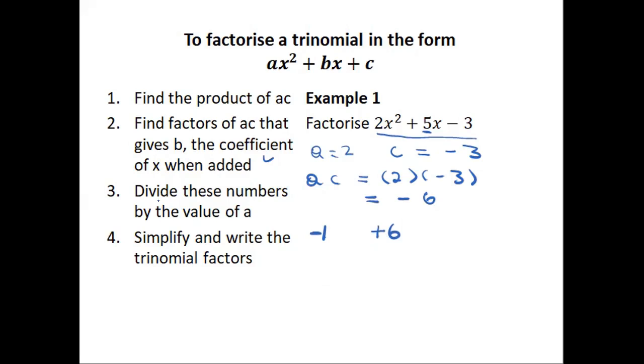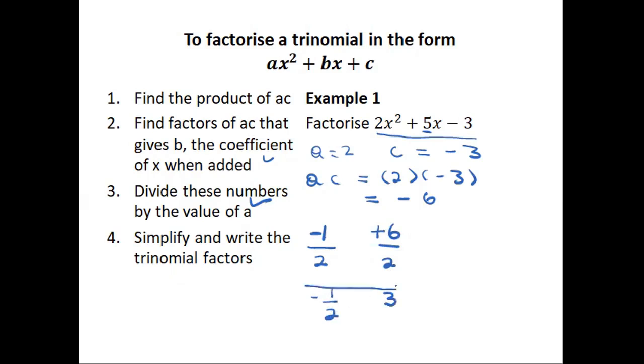I'm now going to step number 3. Divide these numbers by the value of A. So A is 2. I'm just going to divide this by 2 and divide this by 2. Step number 3 done. Step number 4, simplify and write the trinomial factors. Negative 1 over 2 is already in its simplest form and cannot be simplified further. But 6 divided by 2 is equal to 3. So I have here negative 1 over 2 and 3.